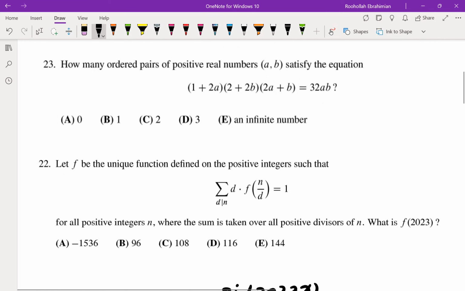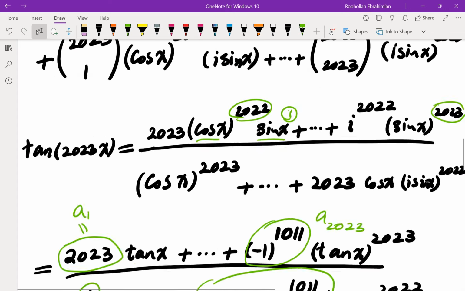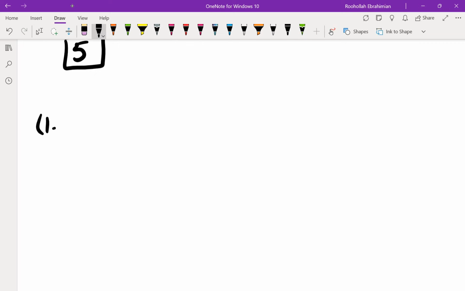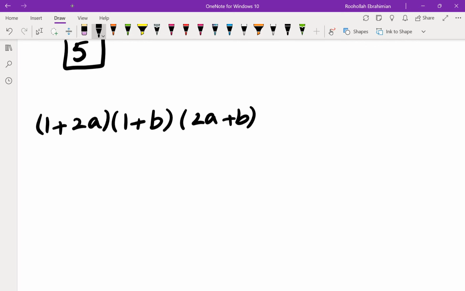Okay, so let's look at the next one. How many ordered pairs of positive real numbers a, b satisfy the equation (1 + 2a)(2 + 2a)(2a + b) = 32ab? The first thing that I did was divide by 2. So I will get (1 + 2a)(1 + b)(2a + b) = 16ab.